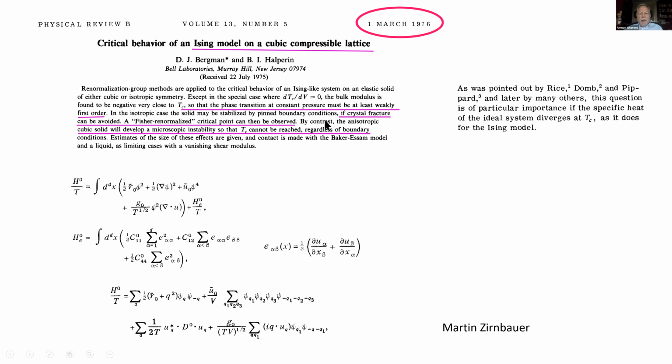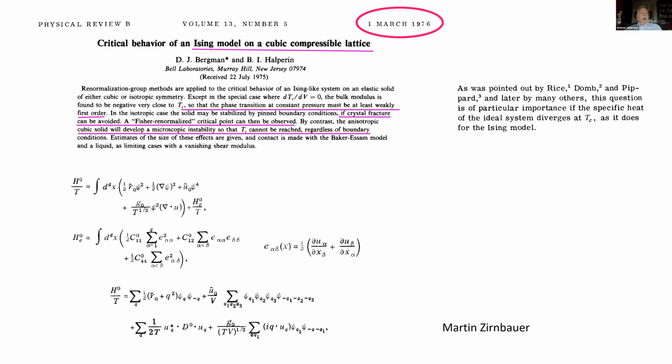And by contrast, the anisotropic cubic solid will develop a microscopic instability so that TC cannot be reached regardless of boundary conditions. So the results of compressibility of the crystal depend on the boundary conditions. Do you pin them so that they cannot move, or are they free?